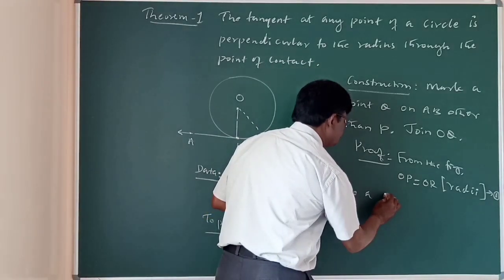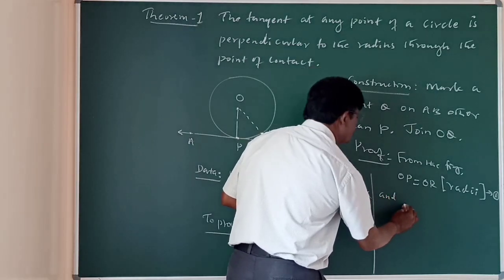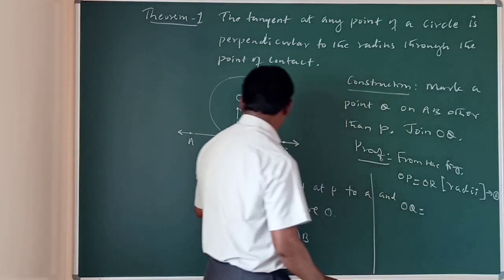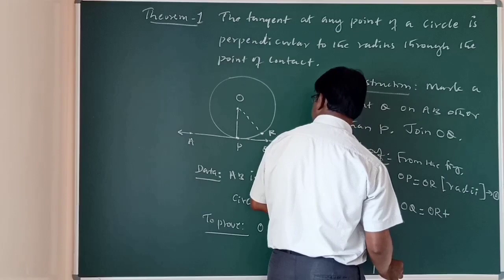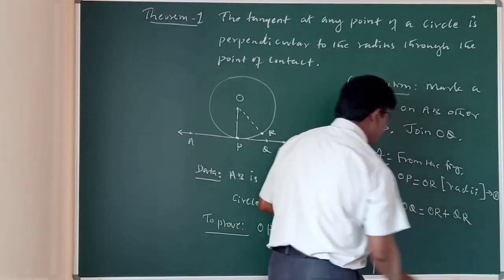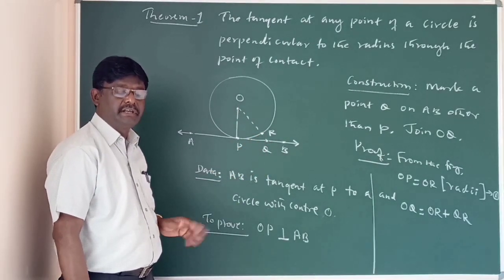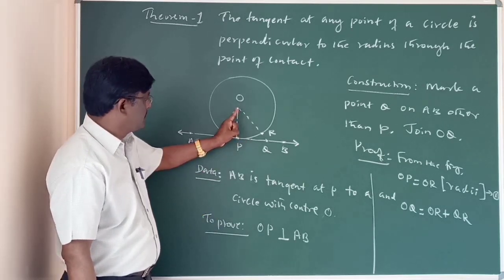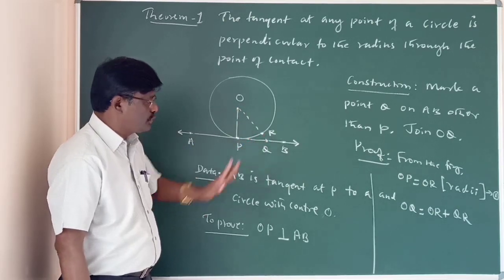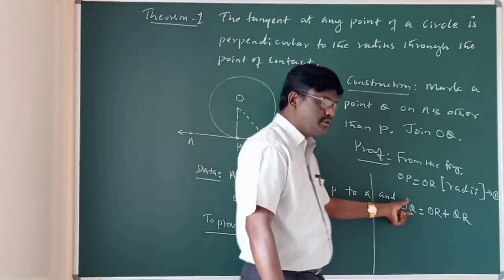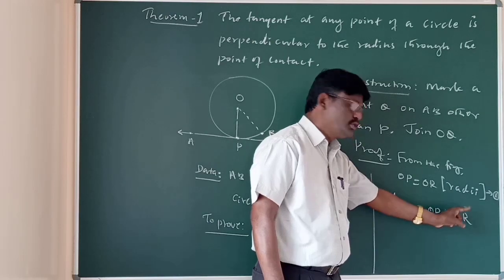And now OQ equal to OR plus QR. Correct? What is the reason? The reason is nothing but common sense. Here OQ is nothing but the sum of OR plus QR. That means OQ is equal to OR plus QR.